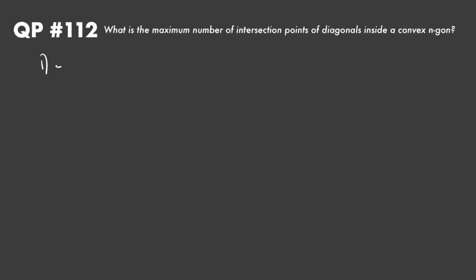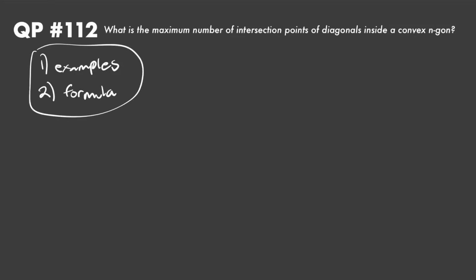So one, you start with some examples, and then number two, we work through a bunch of examples until we maybe find some type of pattern, and then from that, maybe we can derive some type of formula. So this is our strategy right here. First of all, what is an n-gon? Well, it's just some shape with some number of sides that's convex. So for instance, a hexagon or a pentagon, those types of things.